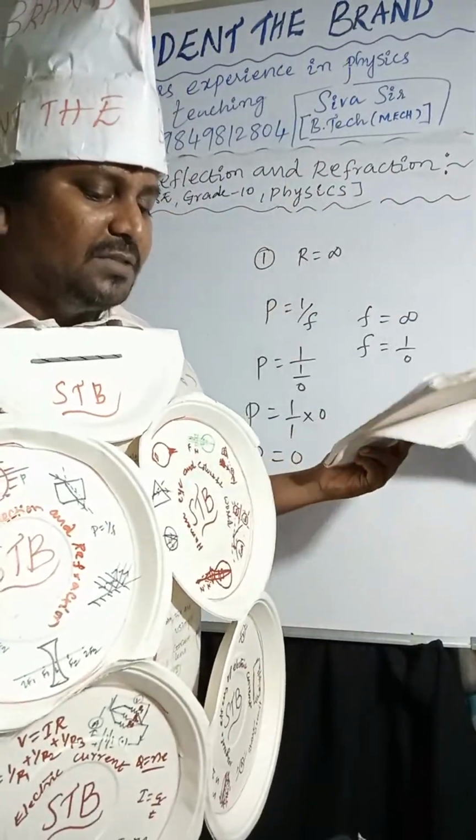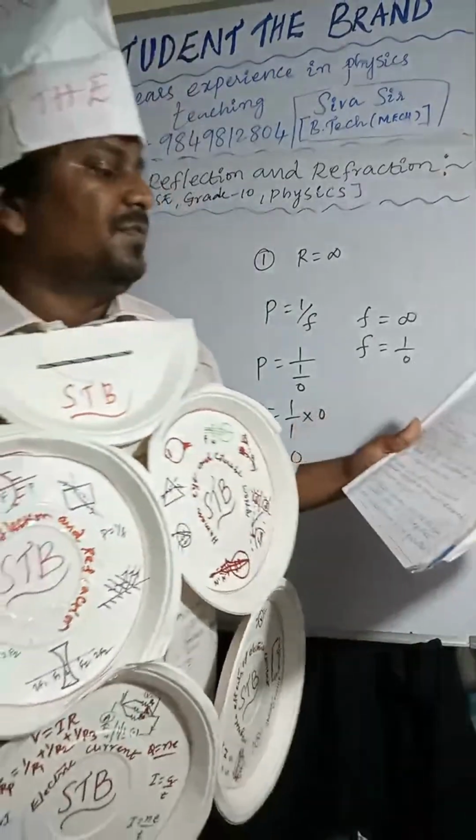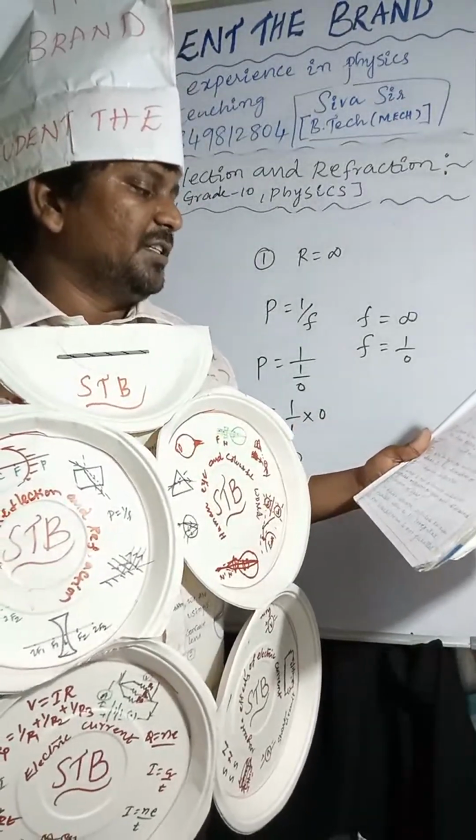Okay. So I hope it is very clear to you all. So this is about the power of a plane mirror. What type of reflection of light leads to the formation of images?